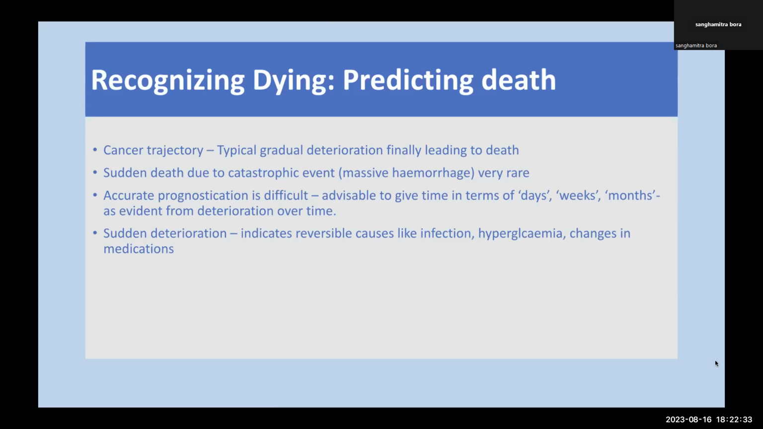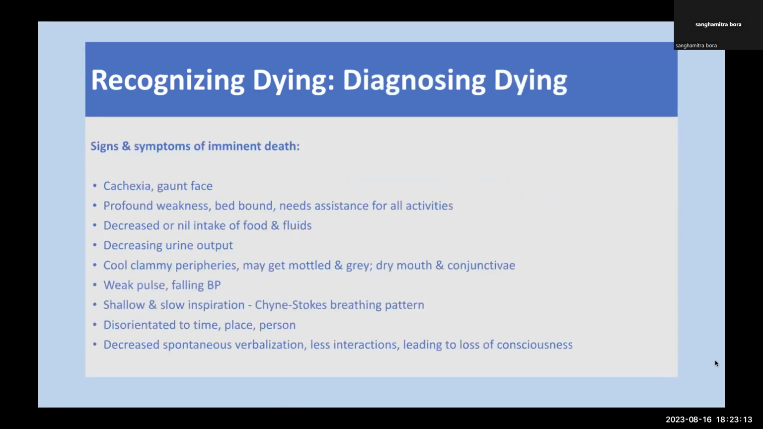Sudden deterioration in patients will mostly indicate reversible causes like infection, hyperglycemia, changes in medications, etc. Okay, and this is very typical of the cancer trajectory. If we talk about other diseases like old age dementia, Parkinsonism, renal dysfunction, etc., those will have a kind of dwindling trajectory. So these trajectories are also very important in recognizing the dying process.